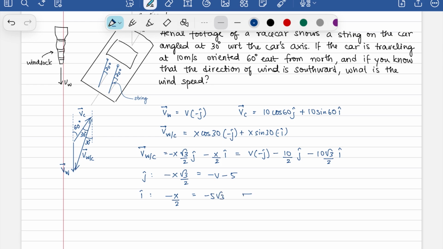Okay, so essentially this is giving you x as 10 root 3. And if you were to now apply that above, you will then get that 10 root 3 times root 3 by 2, that is 30 by 2, is equal to minus v minus 5. There's a minus there as well. And with that, you get v is equal to 10 meters per second.